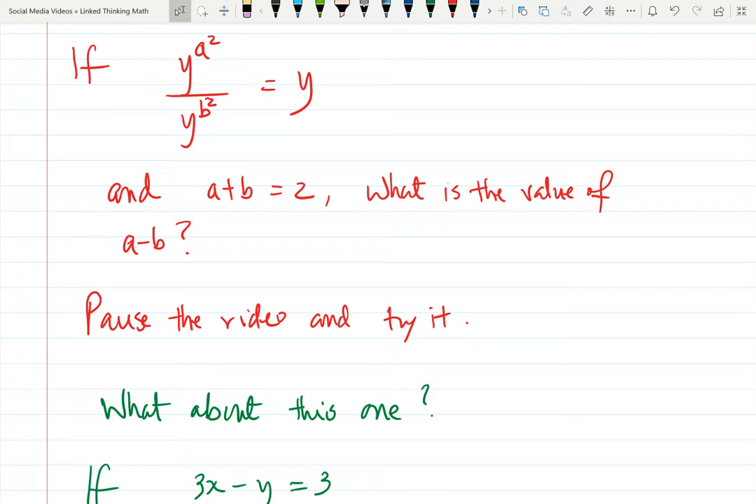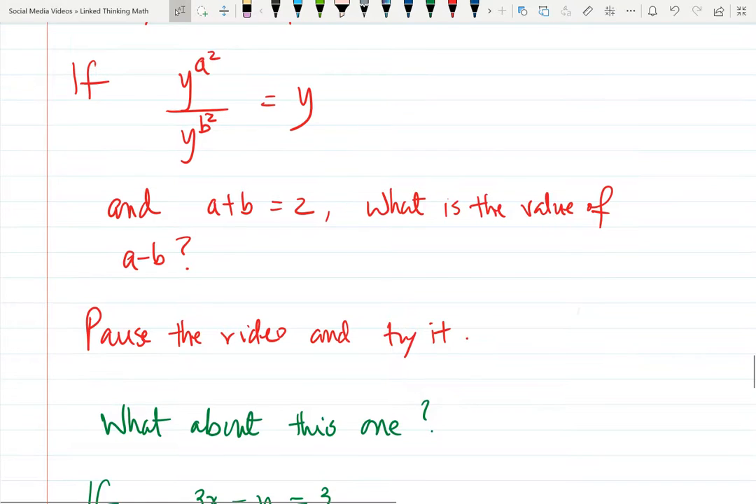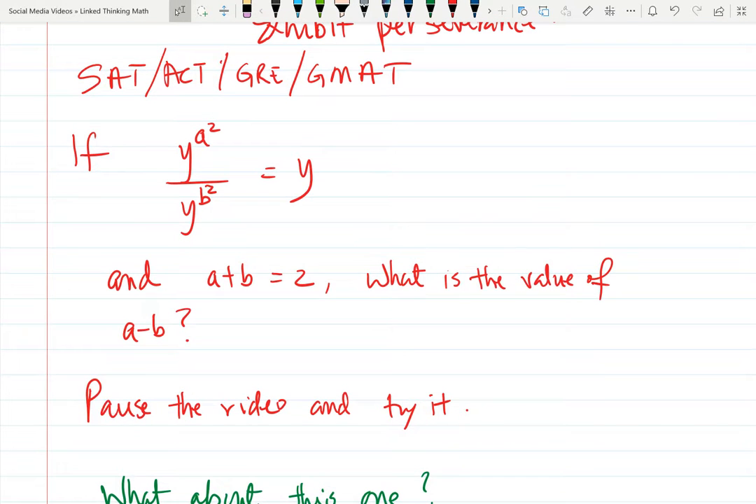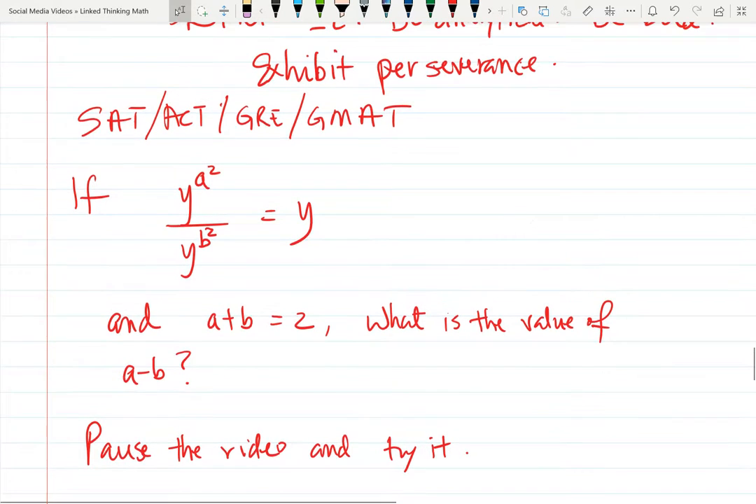Pause the video, try it first. Applying the laws of exponents and the other algebraic manipulations that I just taught you, try the problem before you watch my solution.